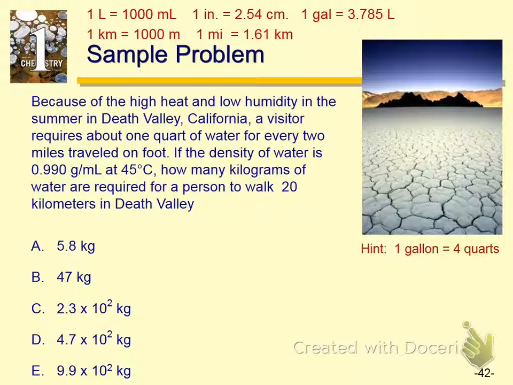So here's a problem. This is a difficult problem. Because of the high heat and low humidity in the summer in Death Valley, California, a visitor requires about 1 quart of water for every 2 miles traveled on foot. If the density of water is 0.99 grams per milliliter at 45 degrees C, how many kilograms of water are required for a person to walk 20 kilometers in Death Valley?